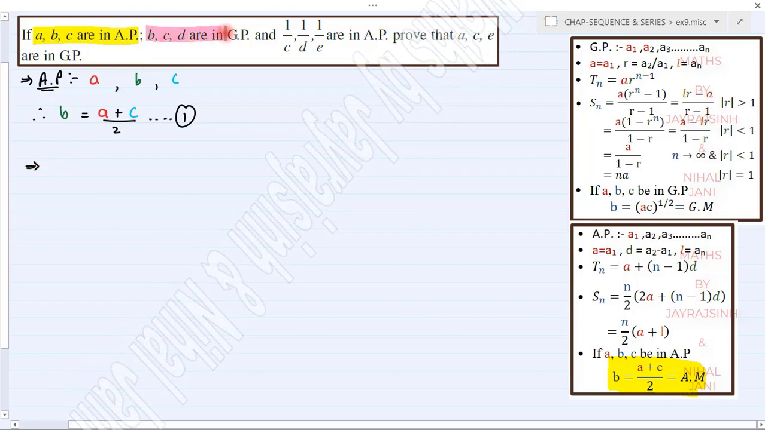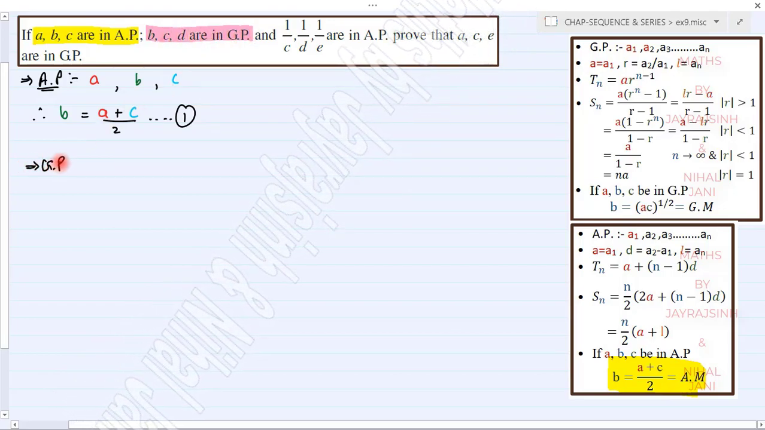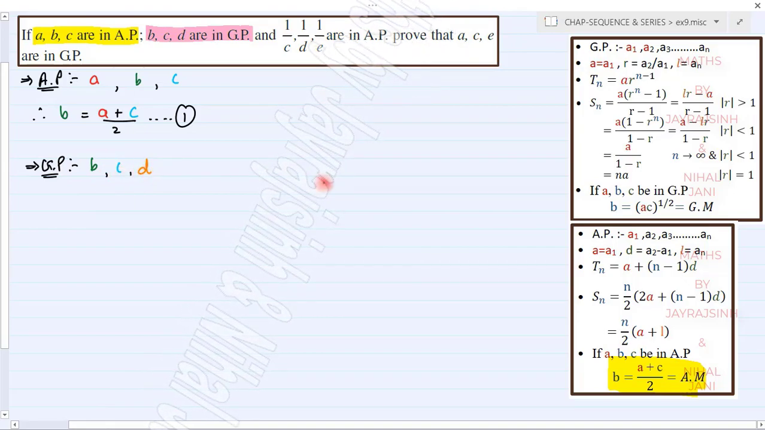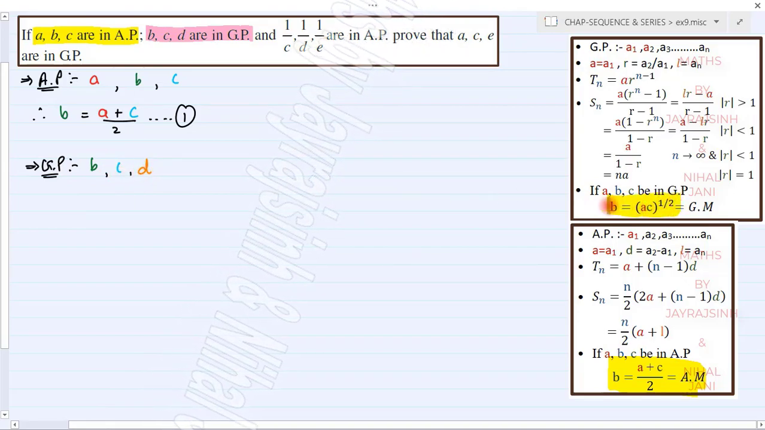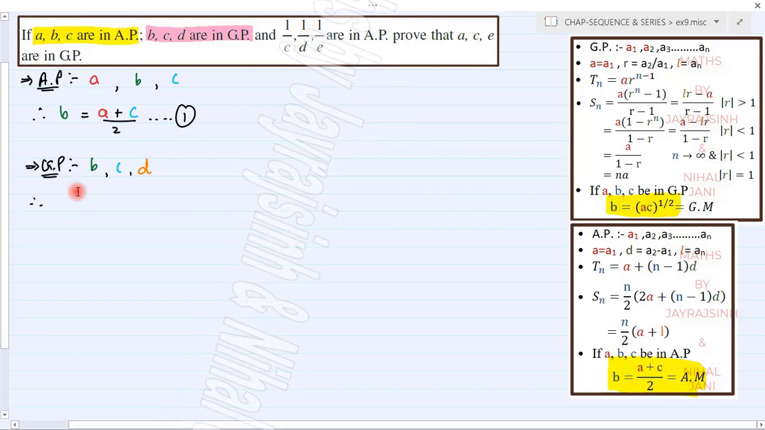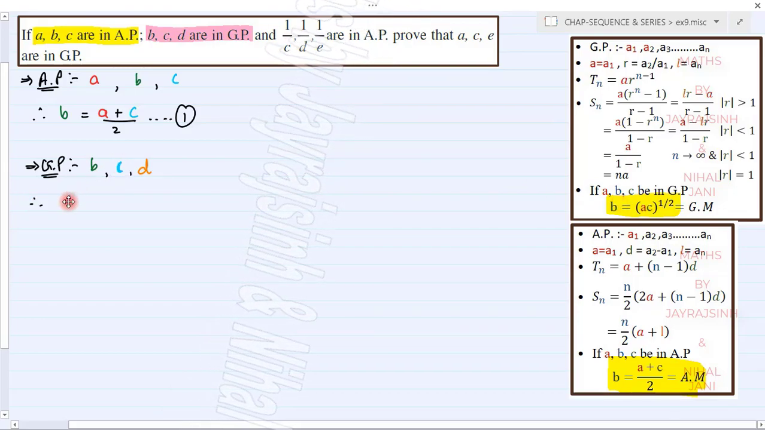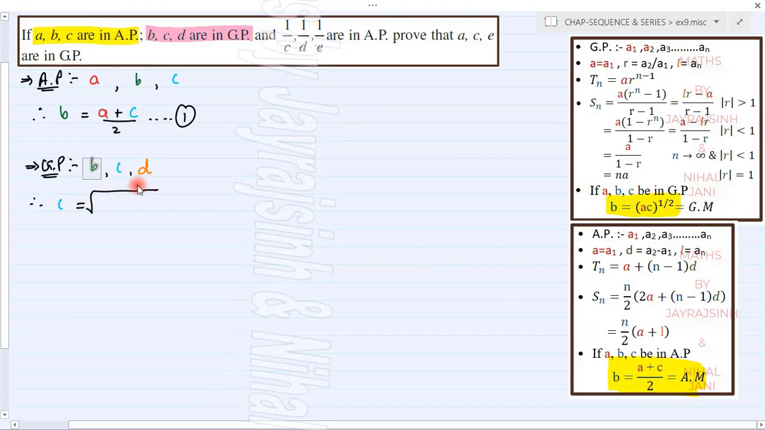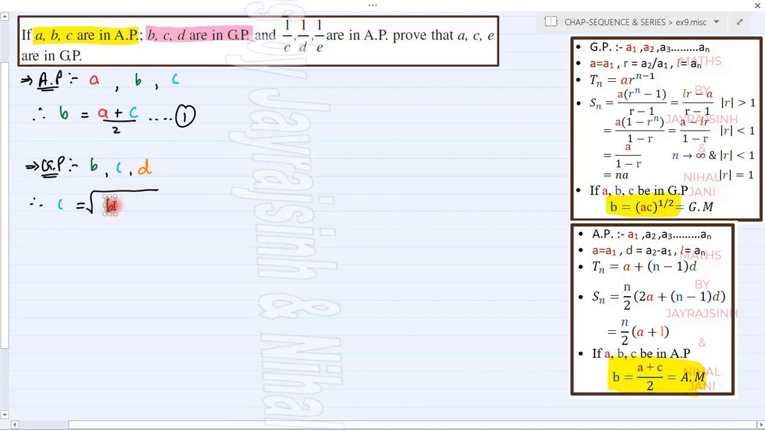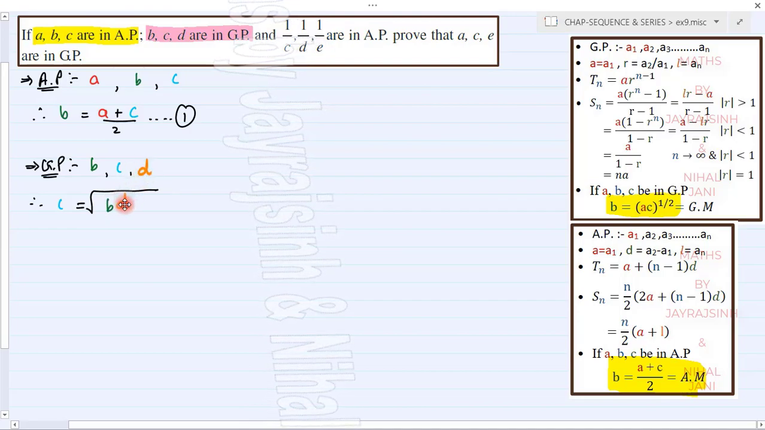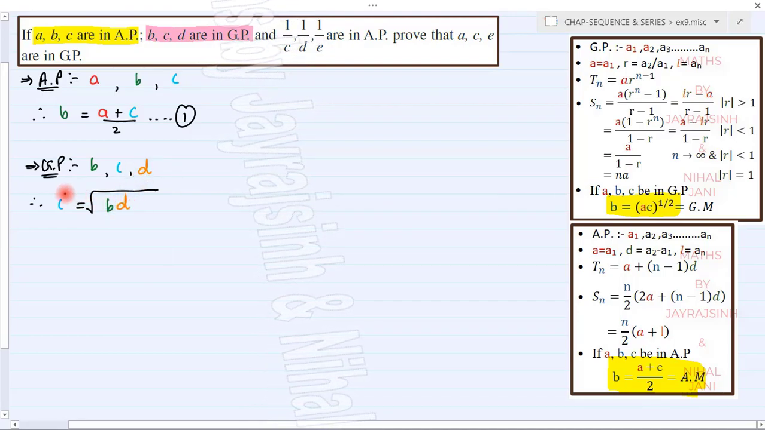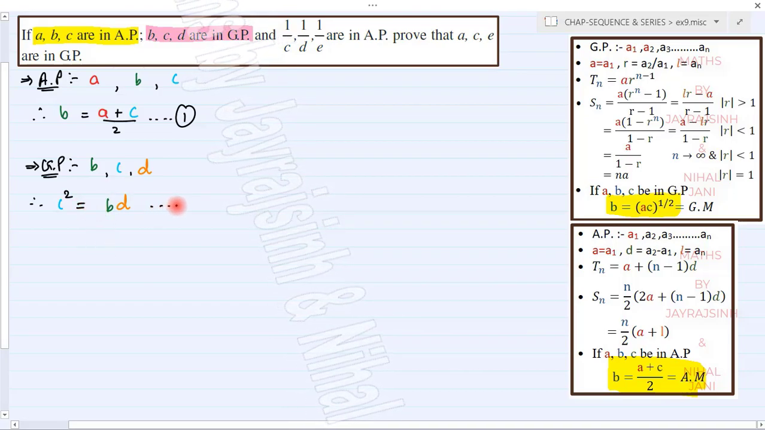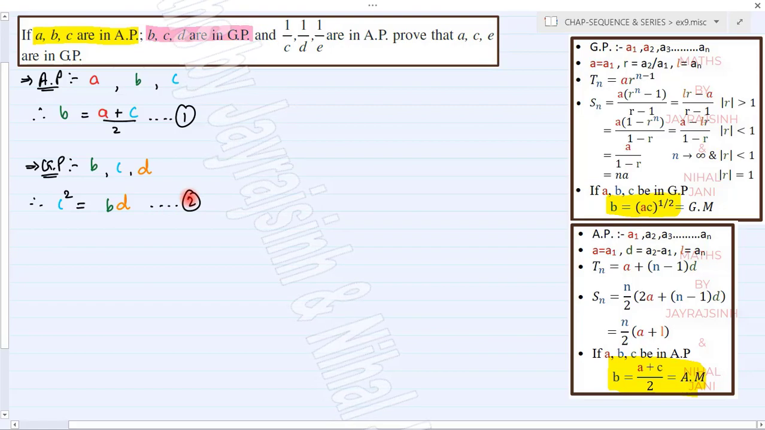Then the second condition is about GP. Your B, C and D are in GP, and the necessary condition for this is the middle term should be equal to the square root of the product of the first and third term, or if we square both sides, we'll get C square is equal to BD. Let's say this is your equation number 2.